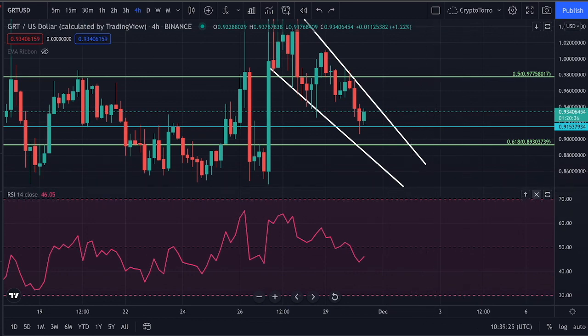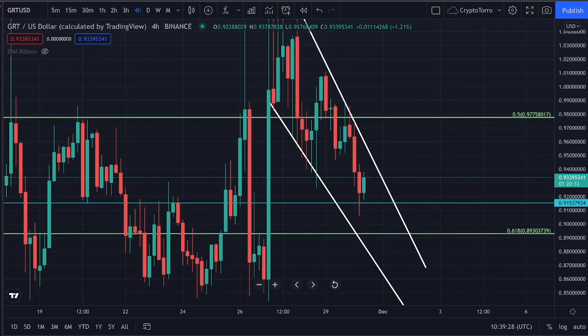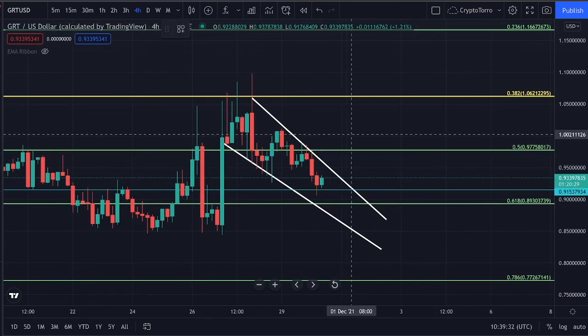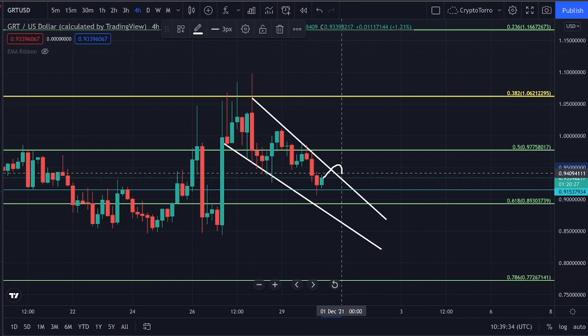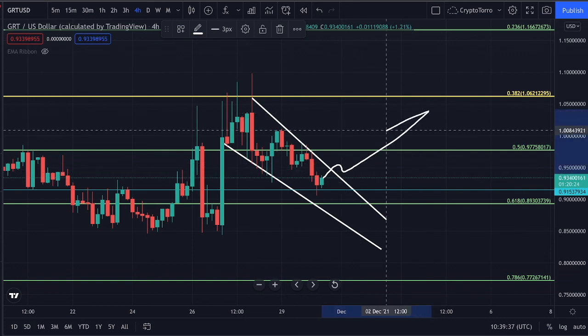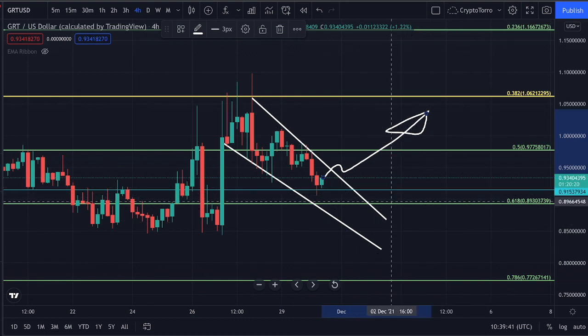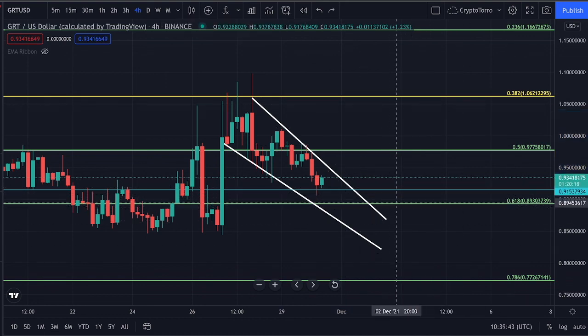So this being said, I would like to recap shortly. What I think is very important is that we will be heading towards a retest of this descending resistance. If we do see a breakout and find support on top of it, we will for sure head towards the 0.382 range at $1.06.